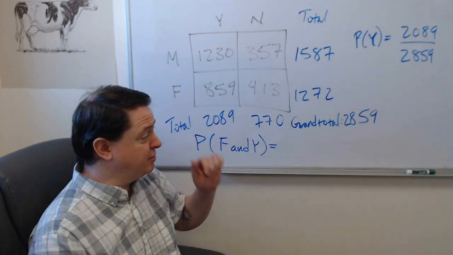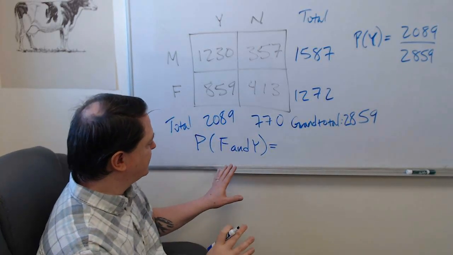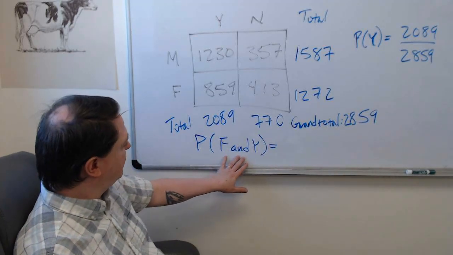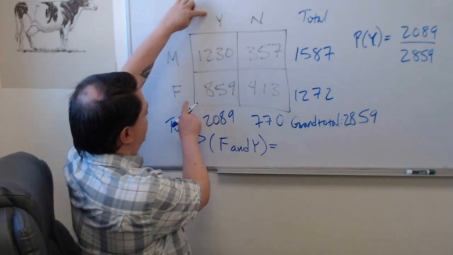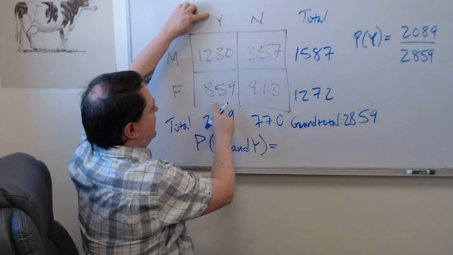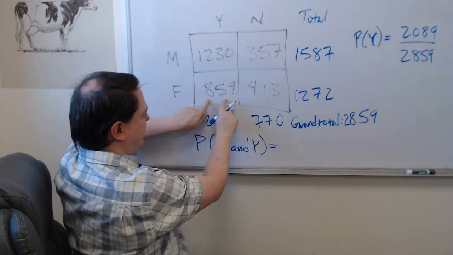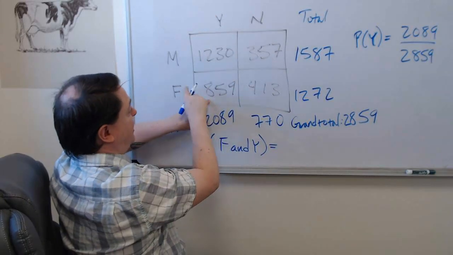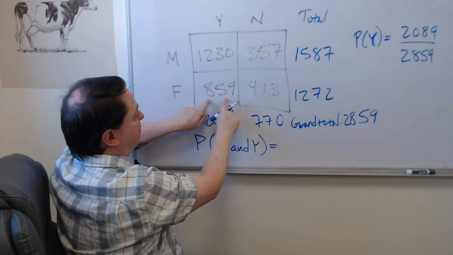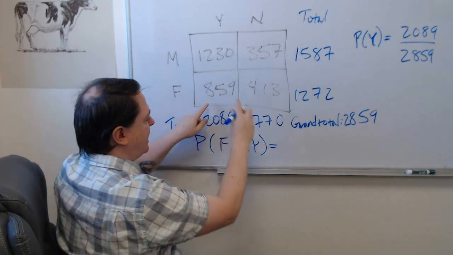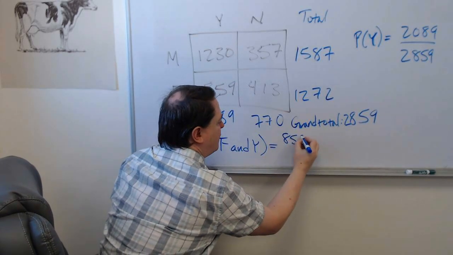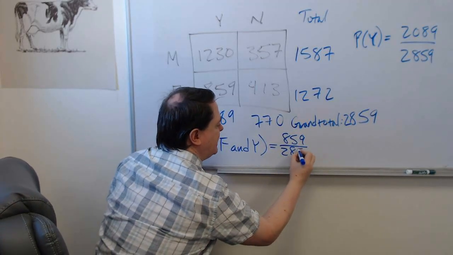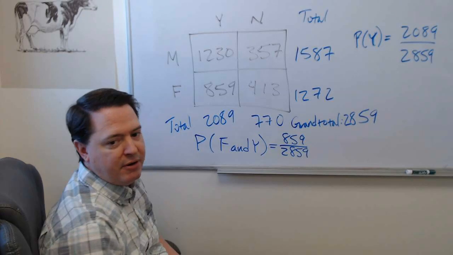Okay, so we know we can do some multiplication and stuff to figure this out, but it's much easier than that with a table. We're looking for the probability they're female and believe in an afterlife. Isn't that what this is, right? So a female and said yes, they believe in an afterlife. And that's these 859 people, right? Those are the only people that are both female and believe in an afterlife, okay? So that's 859 people, and we're randomly selecting this person. So it's out of just any of these 2,859 people.